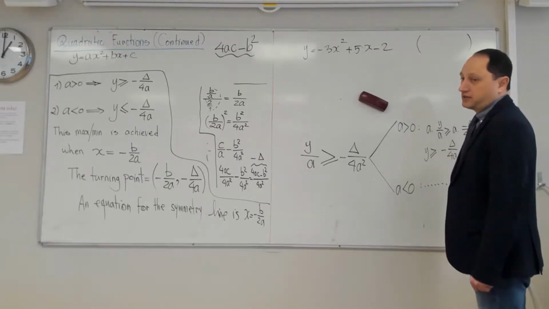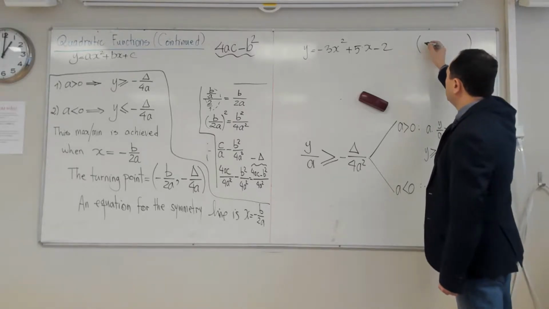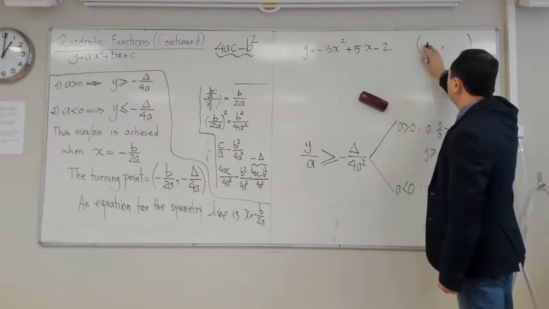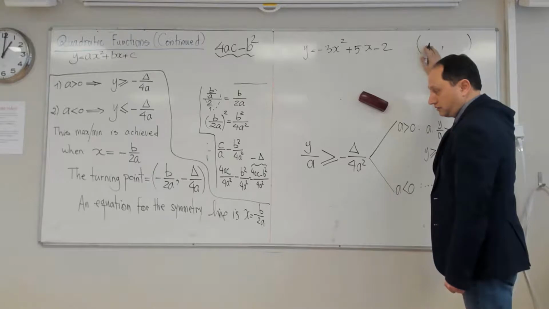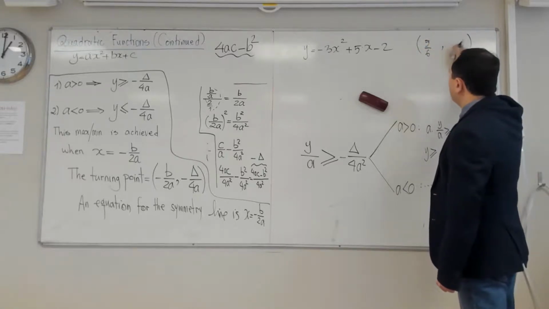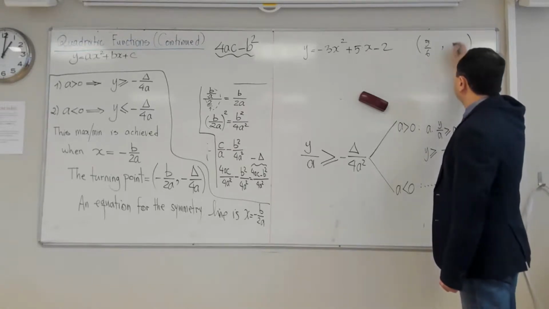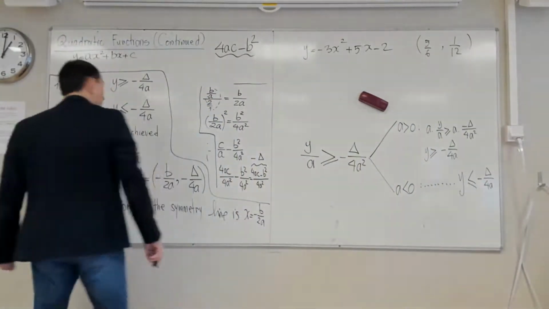Yes, Gustav, can you see that in your notes? The turning point was the x coordinate. What? Was the turning point the x coordinate? The turning point. Well, okay, I think it was 5 over 6. But what is the y value? What was the maximum? And 1 over 12. Thank you. So that was the maximum, and that was the x value.